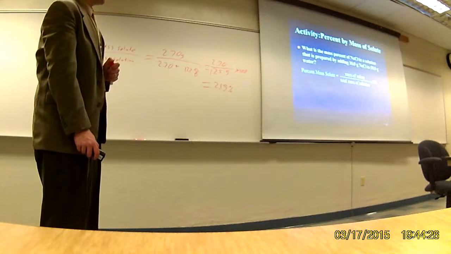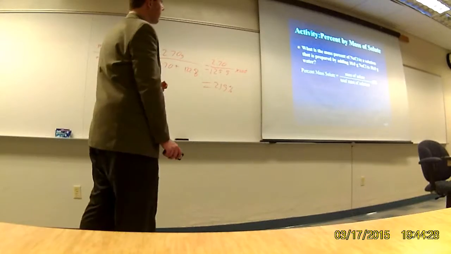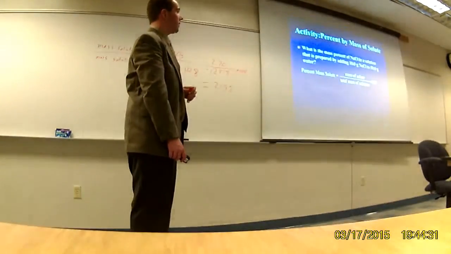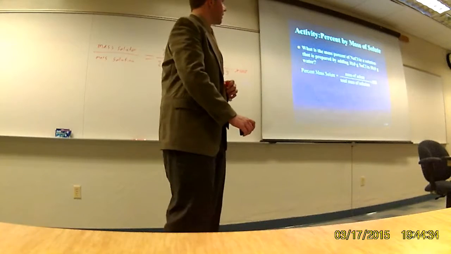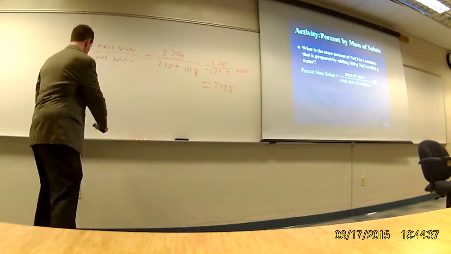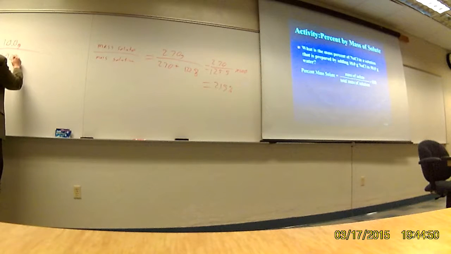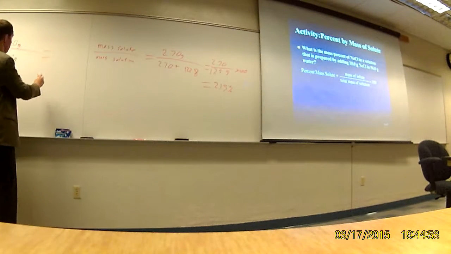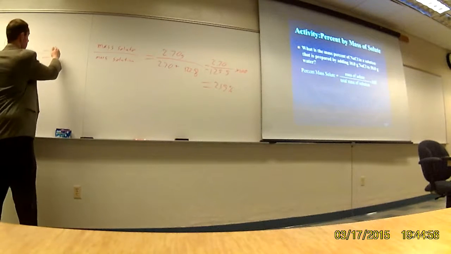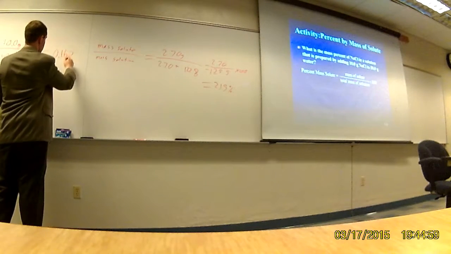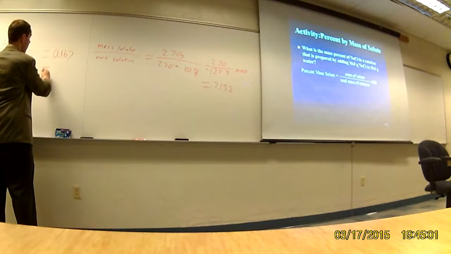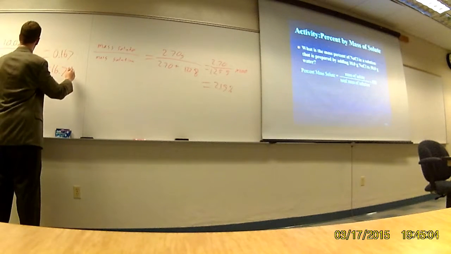Here's another one. Find the percent by mass of sodium chloride in a solution where you add 10 grams of sodium chloride to 50 grams of water. What goes on top of my fraction? 10.0 grams. What goes on the bottom? 60.0 grams equals 0.167, then times 100 equals 16.7%.